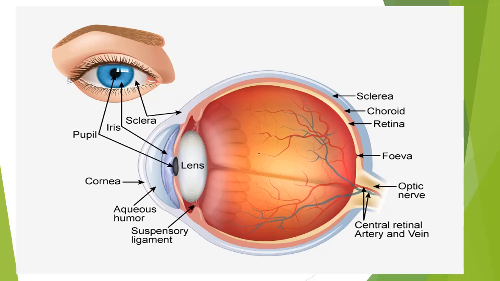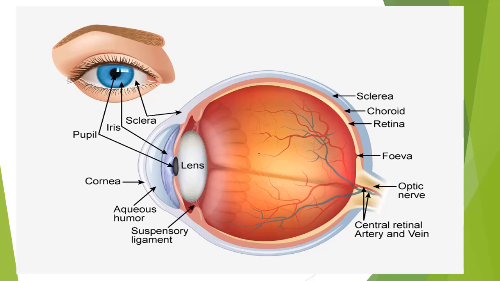So this cornea is important because when it is damaged, or whenever there is an eye transplant, we say there will be an eye transplant, but only this cornea part is removed and replaced. Not the whole eye is taken out and replaced.